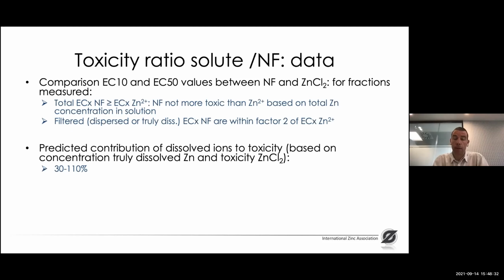Now these values really vary not only among the tests, Daphnids versus algae, but also among the doses. Lower doses usually give more uncertainty and a lower predicted contribution from the ions, while if we go to 20, 30 or higher % effect, then almost all the effect could be explained by the ions. And we also saw some small variation among the 3 nanoforms tested.